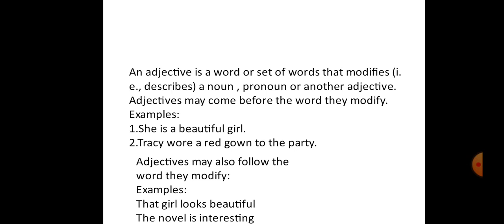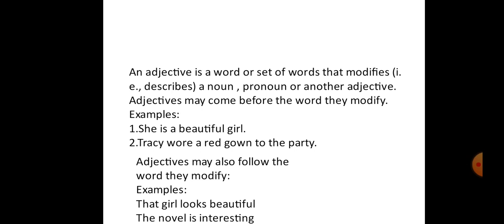An adjective is a word or set of words that modifies, that is, describes a noun, pronoun, or another adjective. Adjectives may come before the word they modify. Examples: she is a beautiful girl. Tracy wore a red gown to the party. Adjectives may also follow the word they modify. Examples: that girl looks beautiful. The novel is interesting.